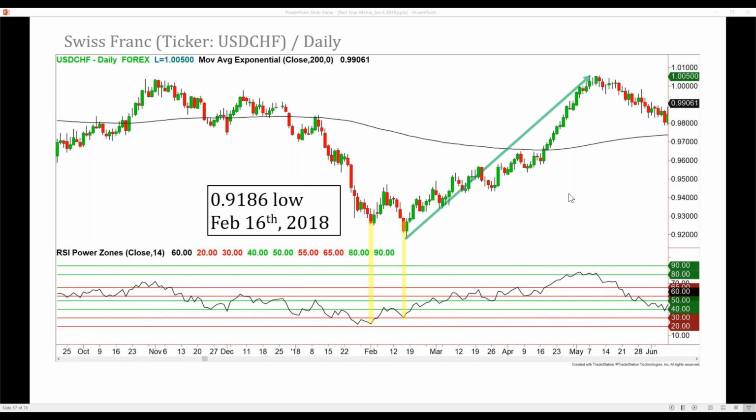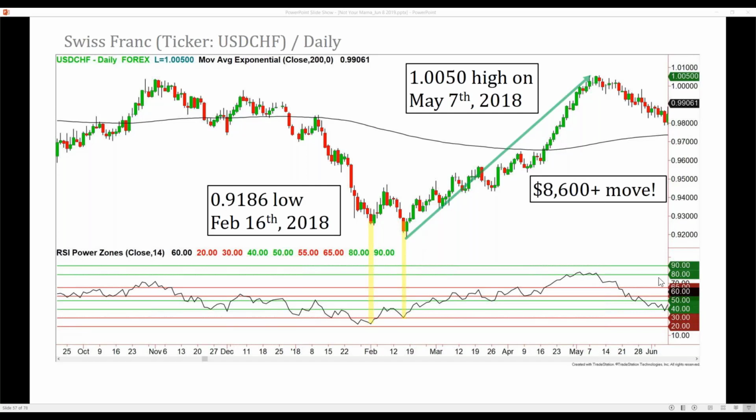The low, February 16th, 2018, 0.9186. Okay, I'm not saying you would have gone long there. I'm showing the whole size of the move. And when did it stop? May 7th, 2018, 1.0050. Okay, when you do all your fun FX math, your pips and everything else, that was $8,600 in a move that would have been on one contract, just off using RSI power zones and observing one signal to get you ready for it.